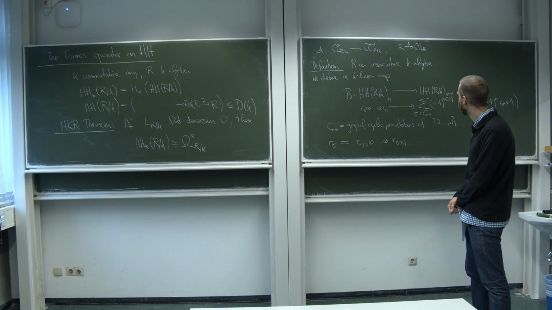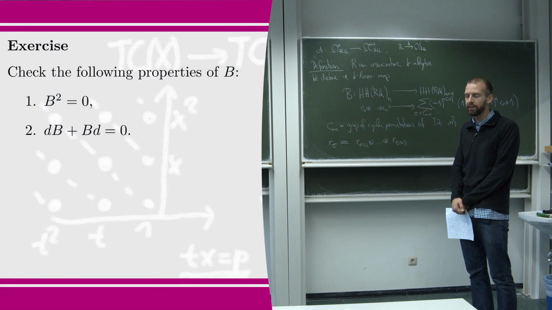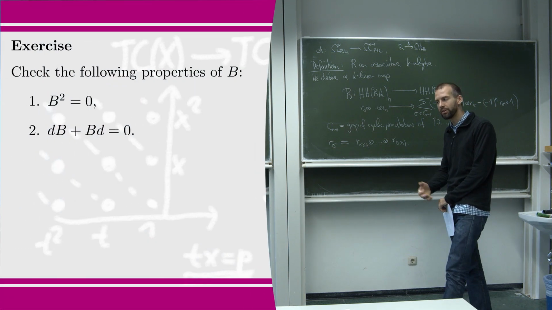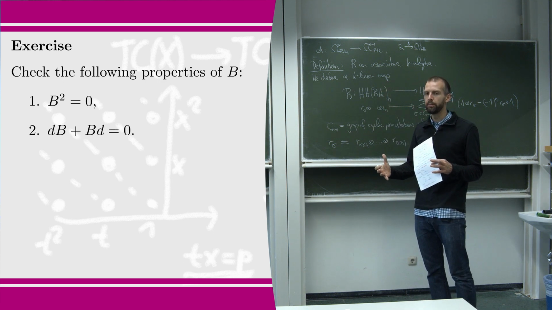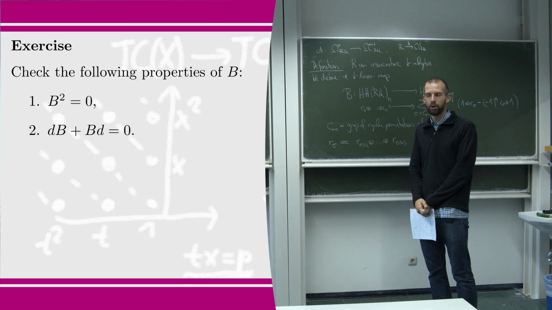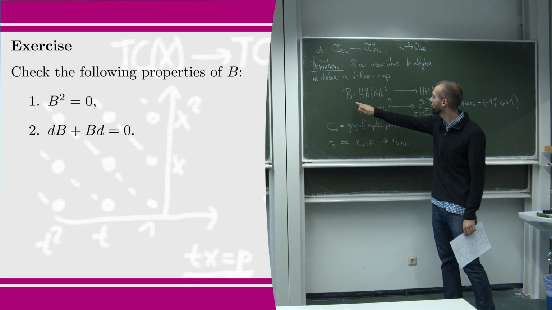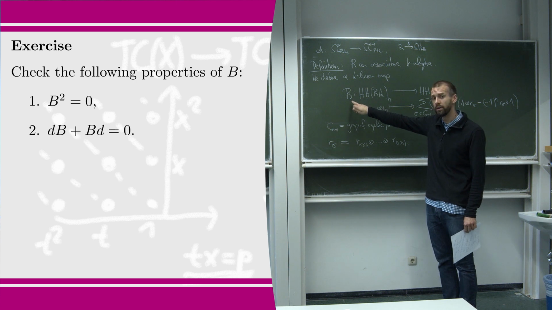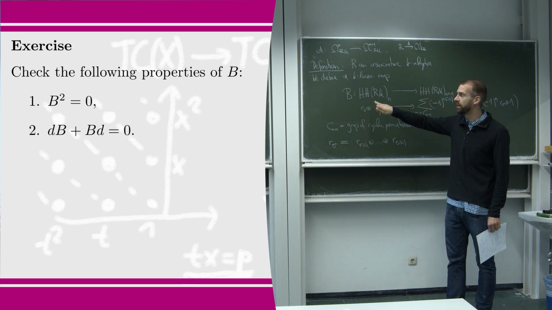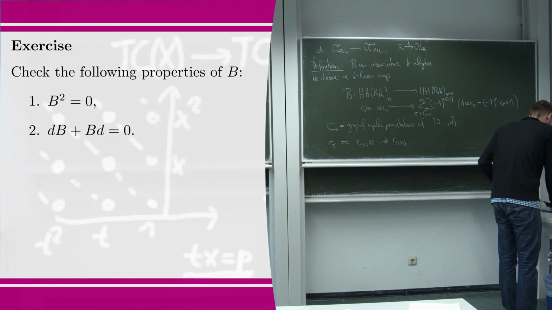And at this point, there are properties of the operator B which can be checked, and that is an exercise which I want to recommend you do at this point, or at least do parts of it, because it's going to be a little bit lengthy and possibly a little bit annoying to do all the way. But the exercise is to check that this operator B satisfies the equation that B squared equals 0 and dB plus Bd equals 0. Okay, now I'll give you a couple seconds while I wipe the board.